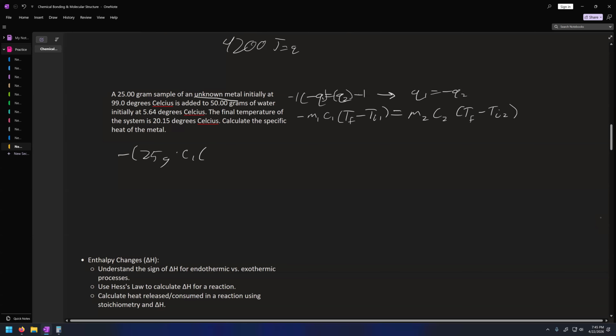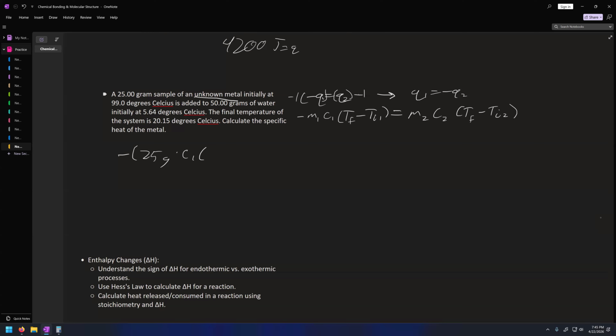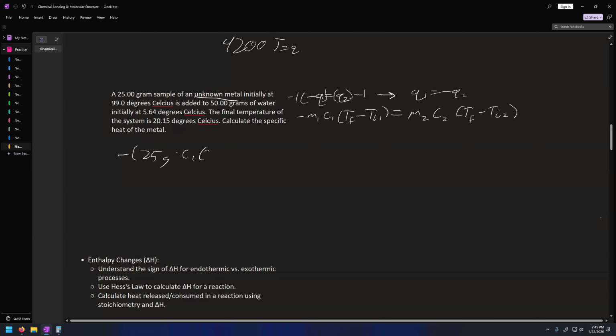Times TF, the final temperature, remember, is the same for both the system and the calorimeter. And so looking around, it seems like the final temperature becomes 20.15. So 20.15 Celsius minus the initial temperature. We know that it is 99 degrees Celsius for that metal. And that's everything that we can fill in on that side of the equation.